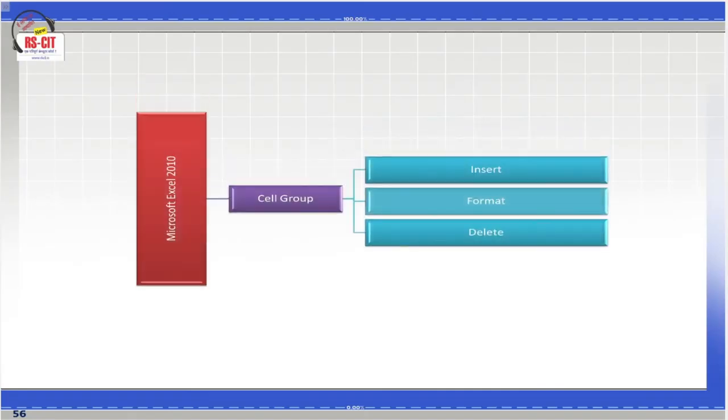Cells Group Commands. Insert or delete cells, rows and columns. You can insert blank cells above or to the left of the active cell on a worksheet. When you insert blank cells, Excel shifts other cells in the same column down or cells in the same row to the right to accommodate the new cells. Similarly, you can insert rows above a selected row and columns to the left of a selected column. You can also delete cells, rows and columns.